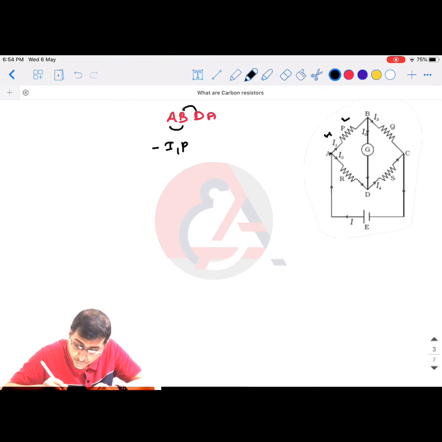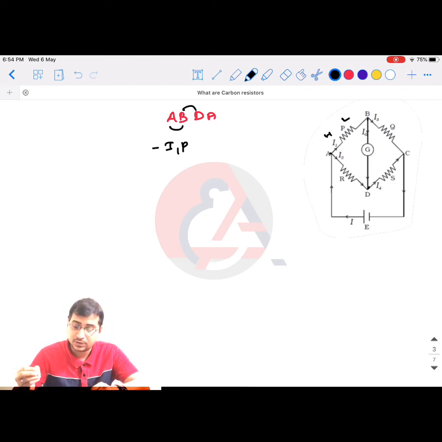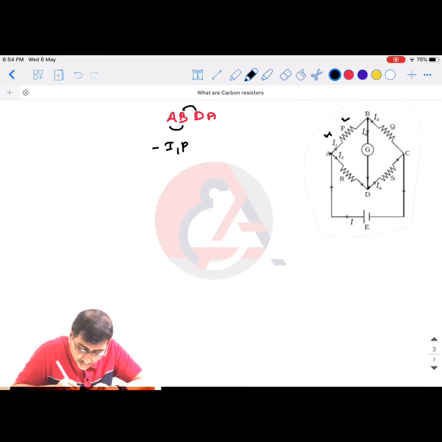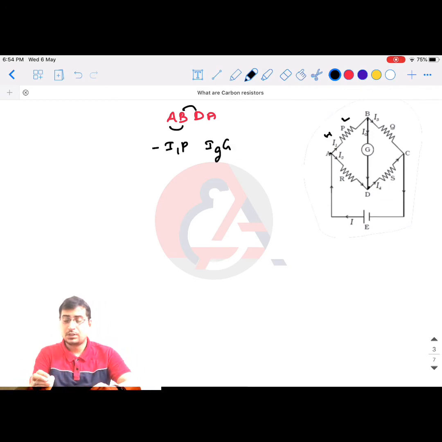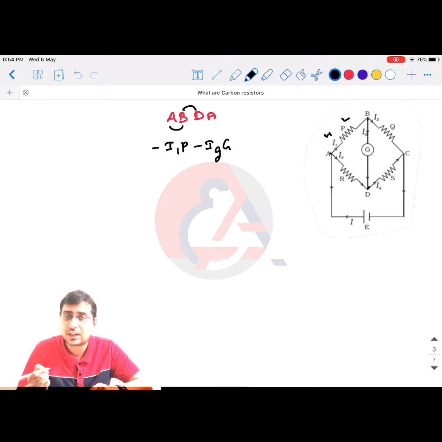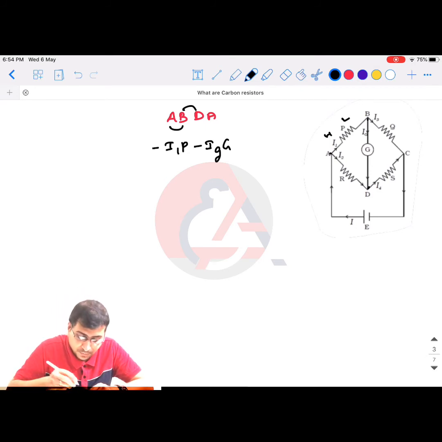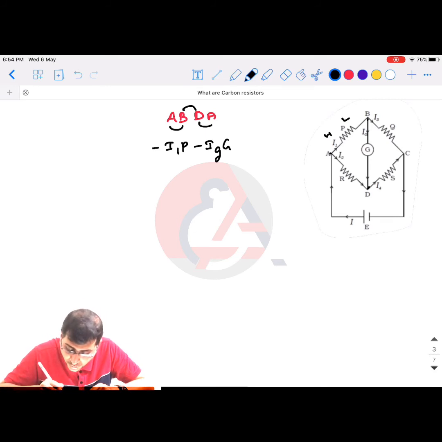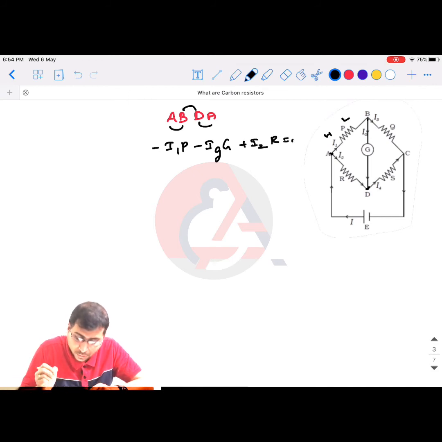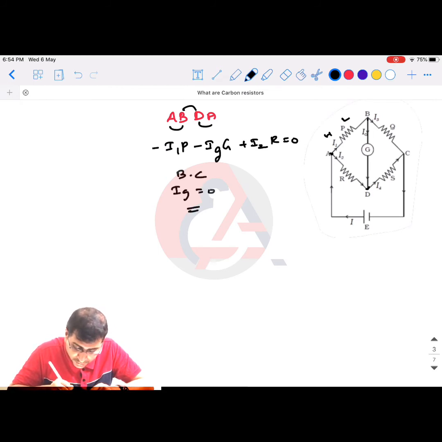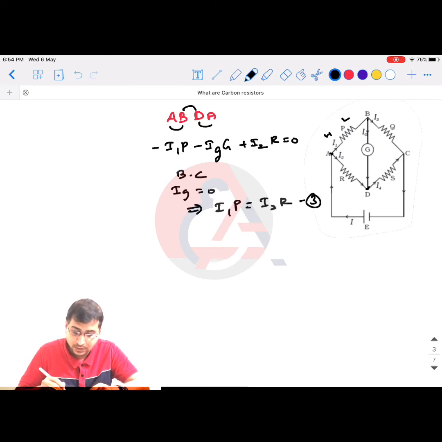Similarly, when you are going from B to D, you are walking across the galvanometer. So across the galvanometer, the potential drop is going to be Ig into capital G. Since again here also you are walking in the direction of current, it will be minus Ig into G. Similarly, when you are walking from D to A, you are walking in the direction opposite to the current. So there will be a gain in the potential drop. So it is plus I2 into R. Again in balanced condition, Ig is 0, which implies I1P will be equal to I2R. Let this be equation number 3.